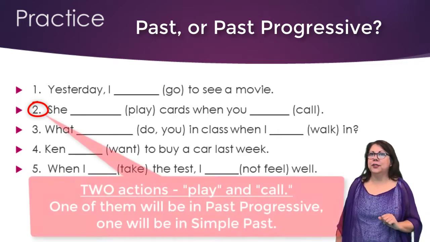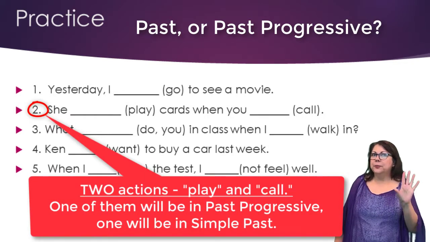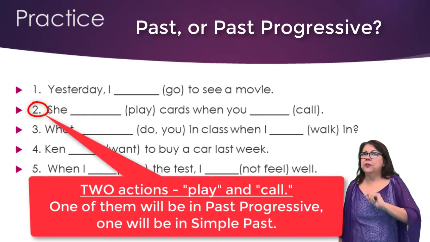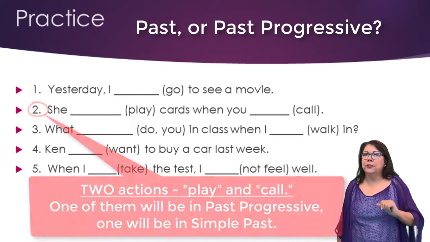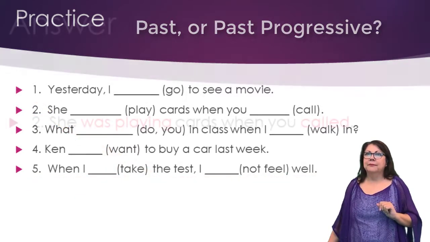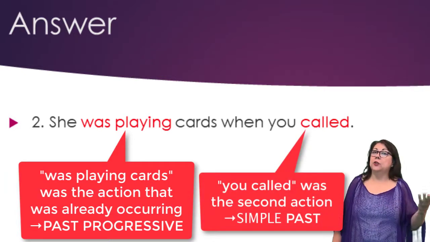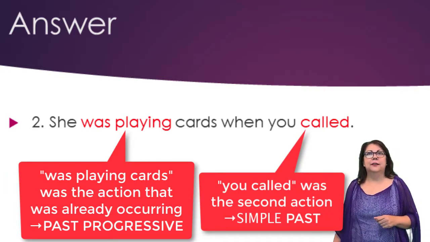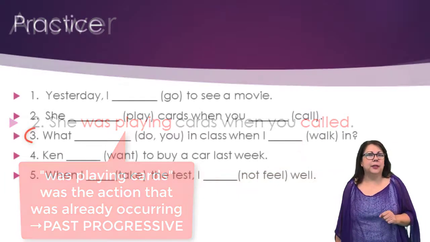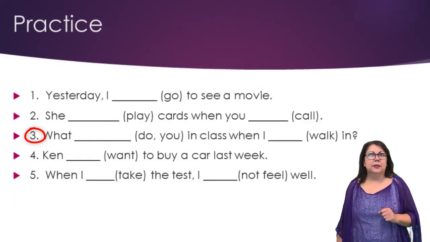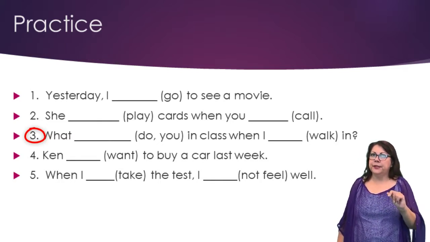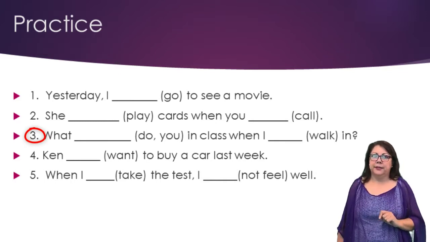We have 2 actions here. One of them will be in past progressive, one of them will be in simple past. What do you think? Right. She was playing cards when you called. Very good. Number 3, what do you in class when I walk in? What do you think? Again, one's in past progressive, one's in the simple past.